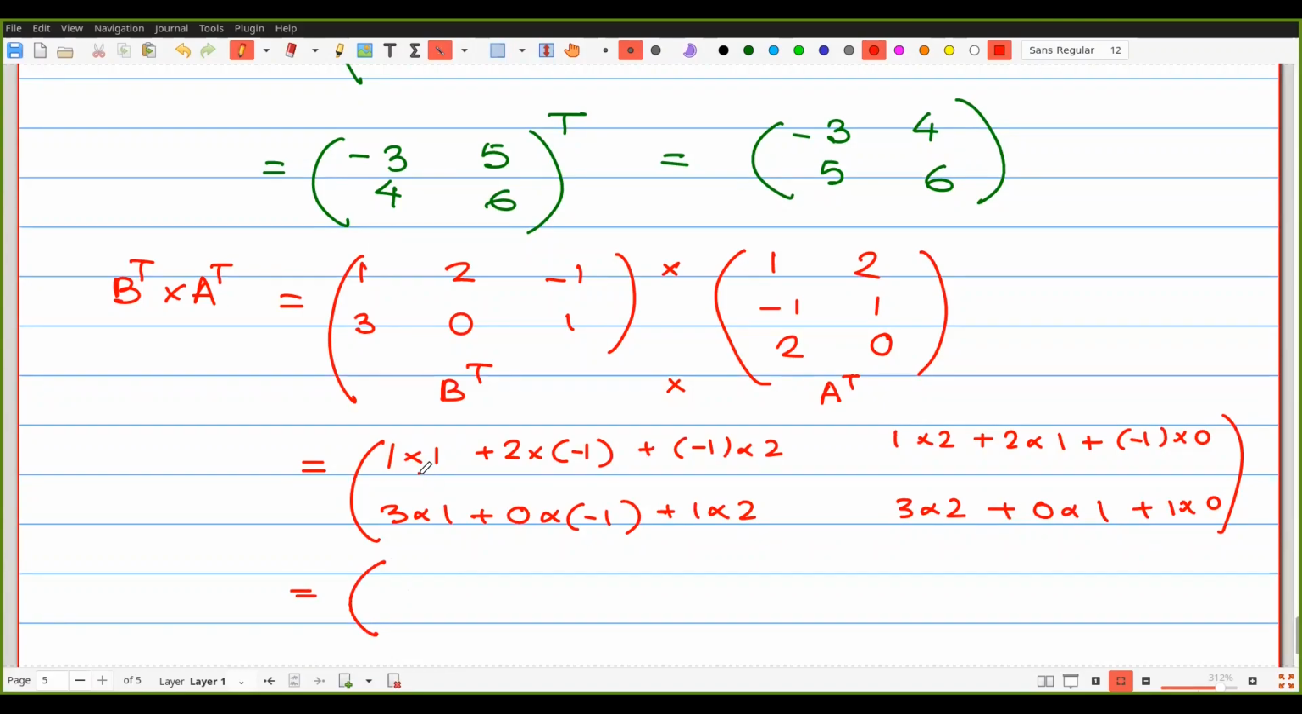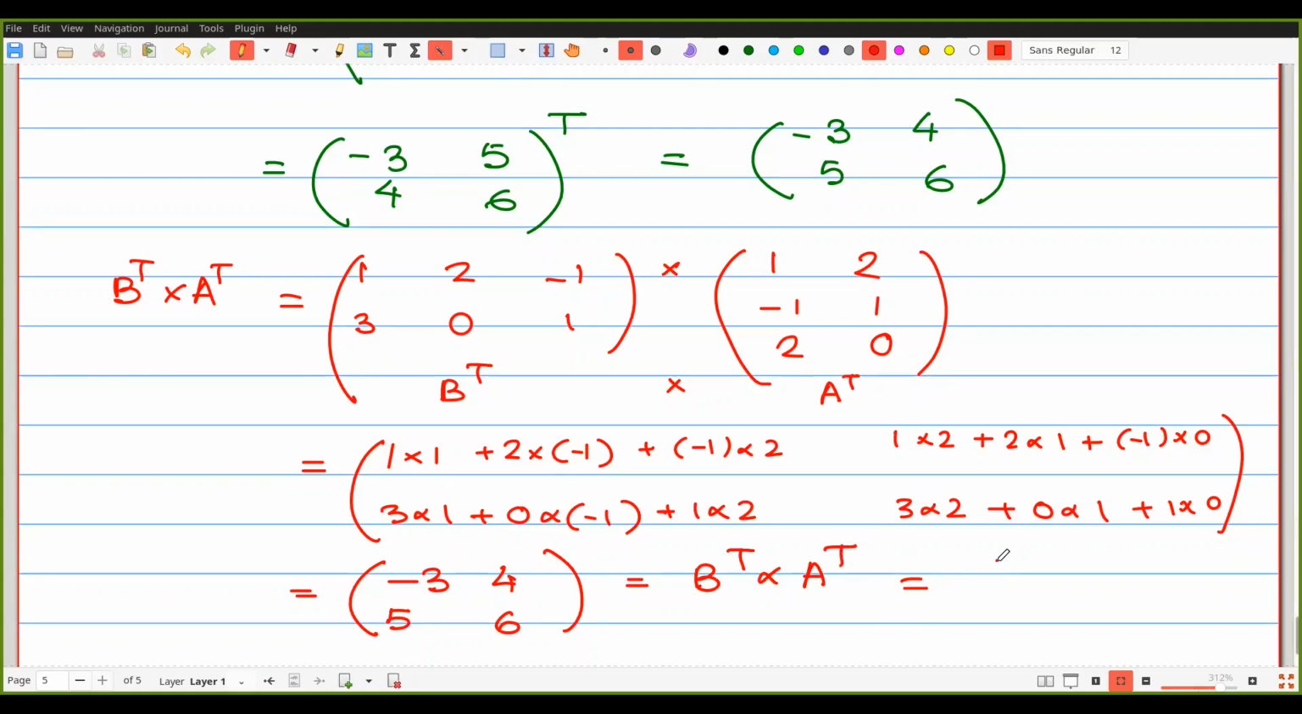We are getting 1 minus 2 minus 2. That means minus 3. Then 2 plus 2, 4 minus 0. That means 4. 3 plus 2, that means 5. And finally 6 plus 0 plus 0. That is 6. So that is B transpose cross A transpose.